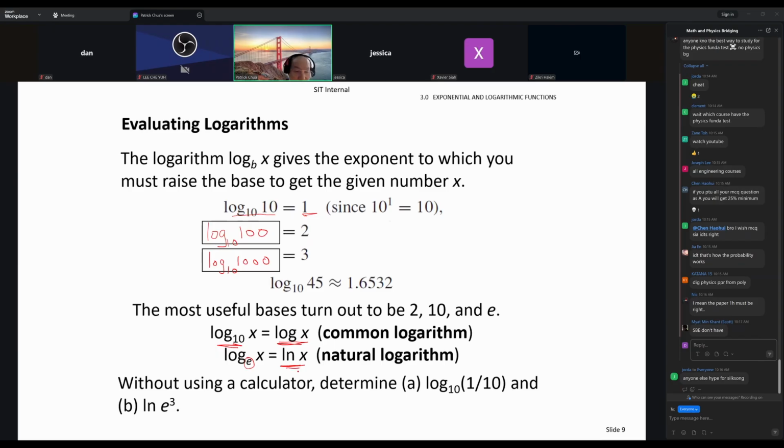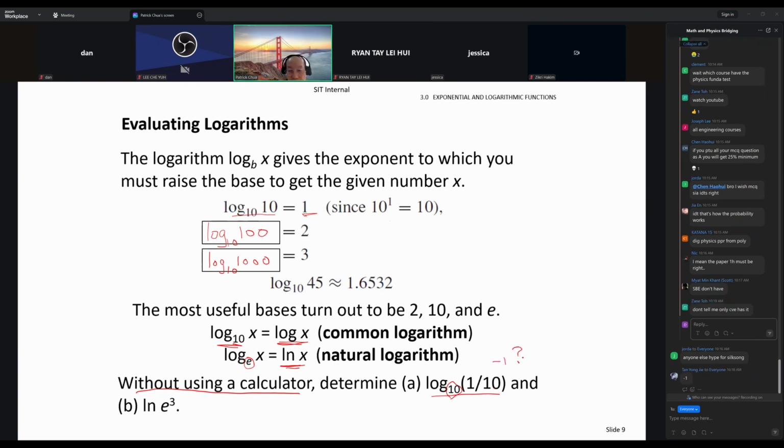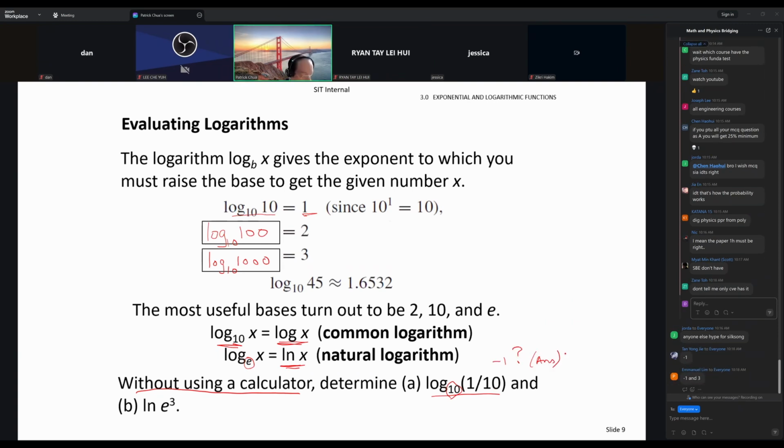Let's do a simple example without using a calculator. A calculator has it, but from what you have just learned, find the value of log to base 10 of 1 over 10. Can you try? Have a go at it. Short answer, very short answer. Minus 1, is it? Minus 1? Okay, what about the rest? Sure, use a calculator and we give you the answer, but let's say you don't use a calculator.